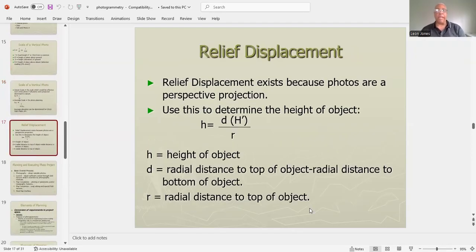Then we have our relief displacement. Relief displacement exists because photos are a perspective projection. Use this formula to determine the height of an object. Here's the formula: lowercase h equals D times uppercase H prime over R. We're trying to find lowercase h, which is the height of the object. D is the radial distance to the bottom of the object, and R is the radial distance to the top of the object. When something is radial, that means we have something round, so we're dealing with a radius or radii. That object could be a sphere.